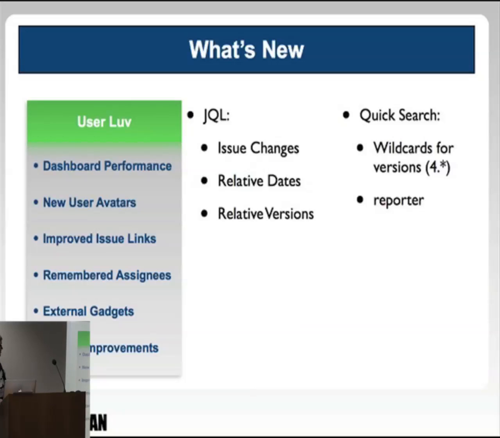There's a few changes to JQL. You can see all of this in the release notes, so I'm not going to dwell on it. But in both JQL and the quick search, you can now do wildcards for versions, which is something people have been asking for. So if you're looking for 4.3 star, you'll see 4.3, 4.3.1, 4.3.2, 4.3.3, so that basically you can get a range of versions without having to make a monster list. It's pretty useful.